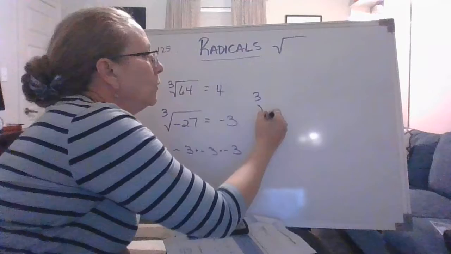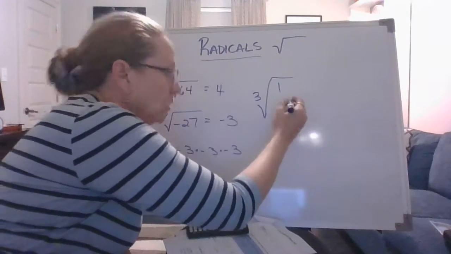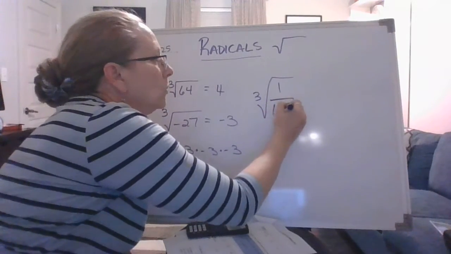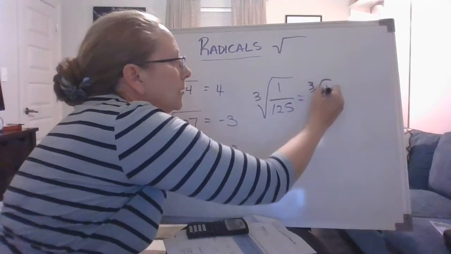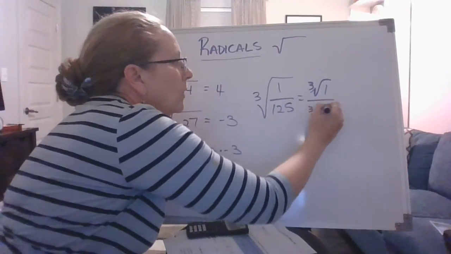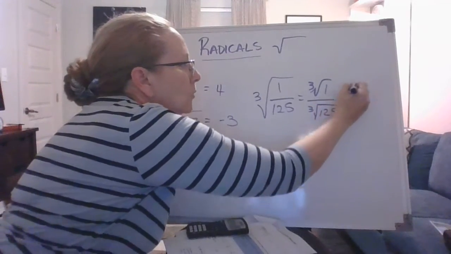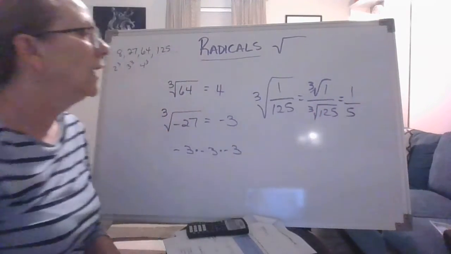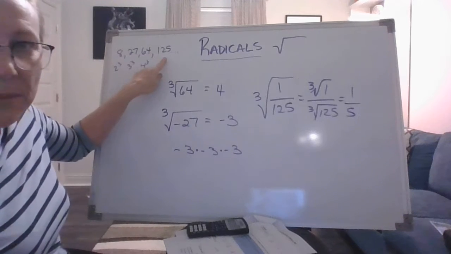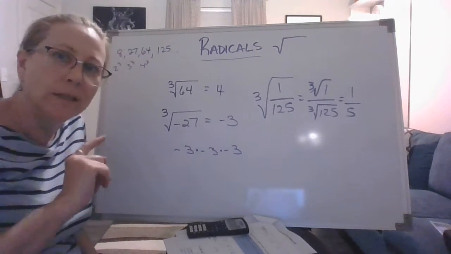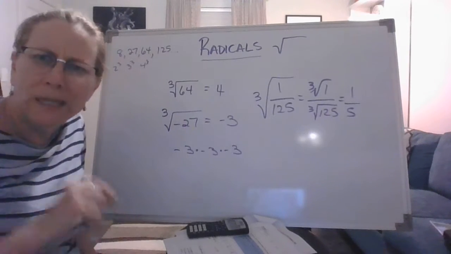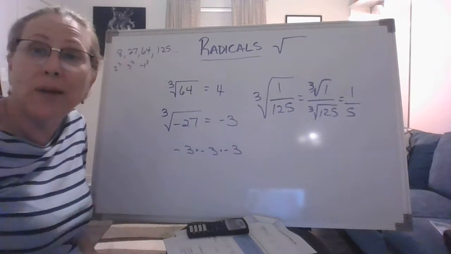If we did a cube root, again, let's say a fraction, like so, we could split it up. Cube root of 1, cube root of 125 equals 1 over 5, because 5 times 5 times 5 is 125. So that list that we started this lesson with, really handy in identifying those cubes.